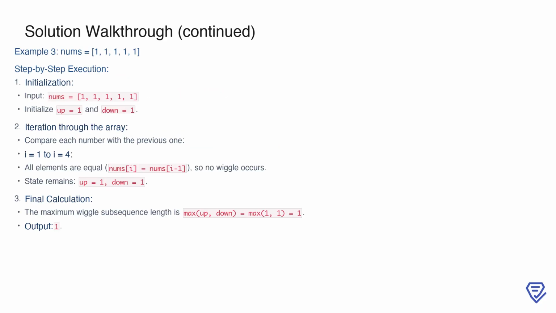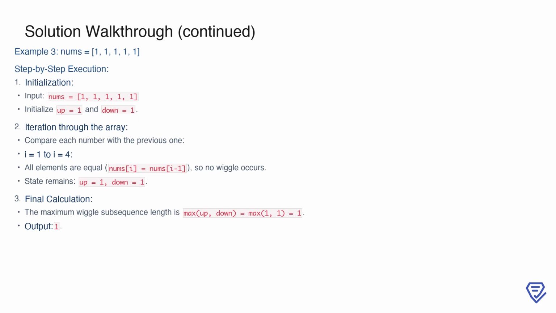In the final example, we have the input array nums equals [1, 1, 1, 1, 1]. As always, we start by initializing up equals 1 and down equals 1. Next, we iterate through the array, comparing each number with the previous one. Here, from i equals 1 to i equals 4, all elements are equal, meaning nums[i] equals nums[i-1].